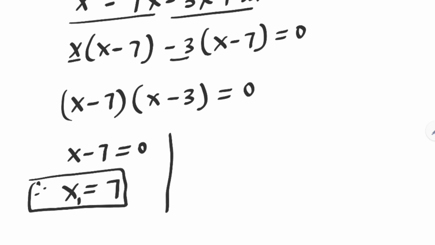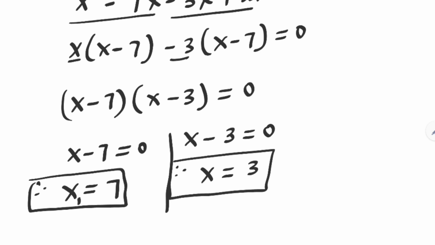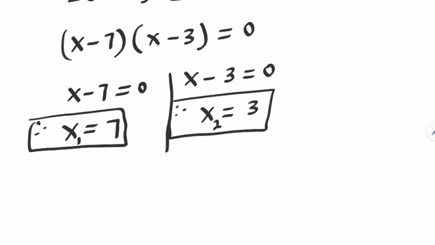And the second case is x minus 3 is equal to 0. Therefore, x is equal to 3. This is the second value of x. Let us call this x2. We've gotten the value of x1 and x2. Let us solve for y.